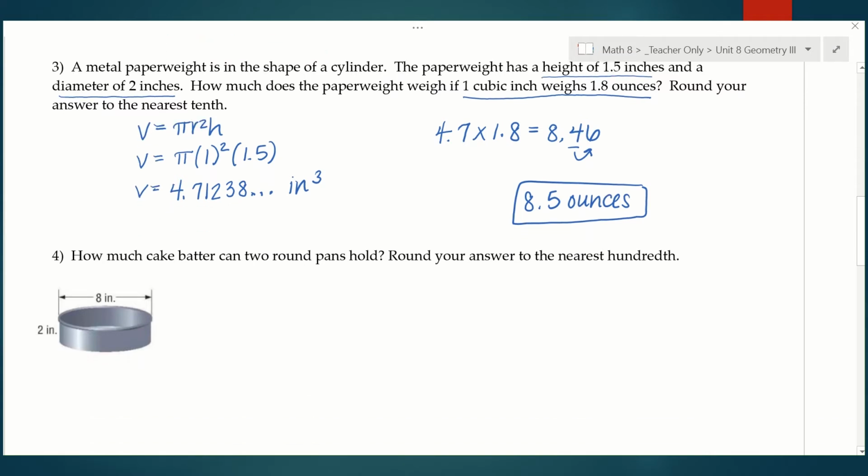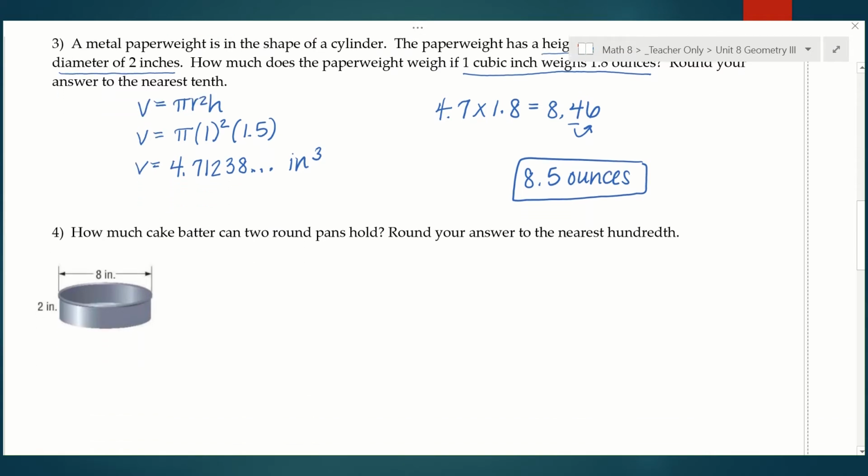Number 4, how much cake batter can 2 round pans hold? Round your answer to the nearest hundredth. So in the picture, they're showing us 1 round cake pan, and we have to figure out how much cake batter for 2. So we'll figure out the volume of that one, and then we can just multiply it by 2. So start with your formula.